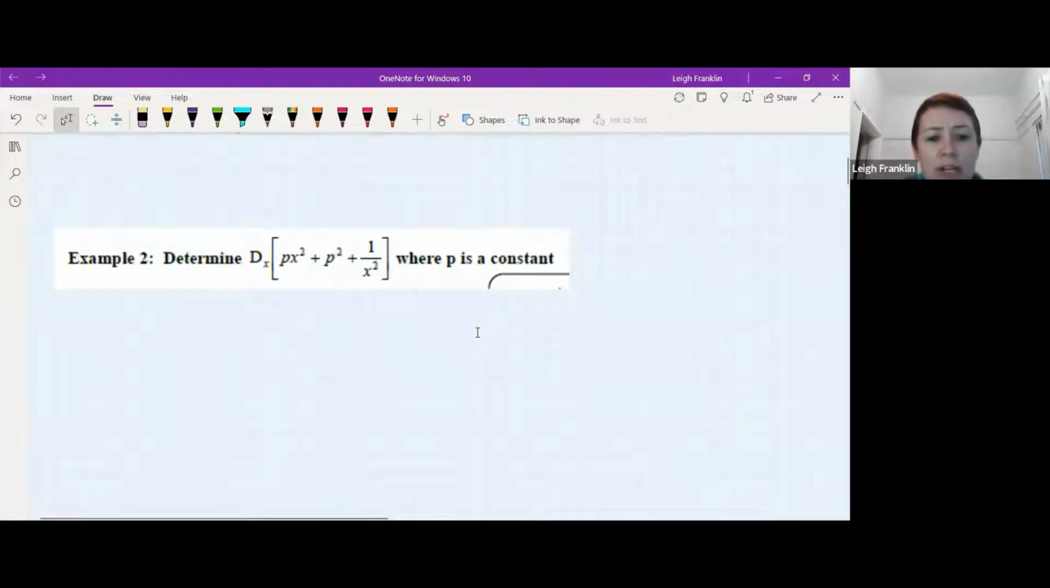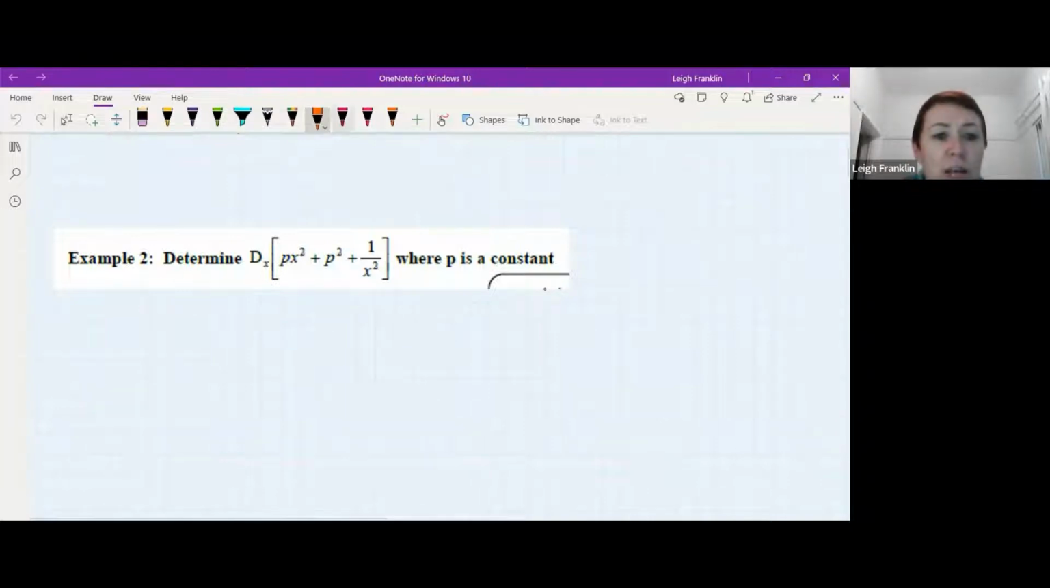Now let's have a look at example number 2. I'm doing this on purpose because, and I'm sure your teachers would have mentioned this to you at school, I just want to emphasize this point as well. You cannot differentiate with respect to more than one variable at a time. So if you look at example number 2, if they didn't tell us that p was a constant, we could not differentiate with respect to x and p at the same time. So either we must differentiate with respect to x or we must differentiate with respect to p.